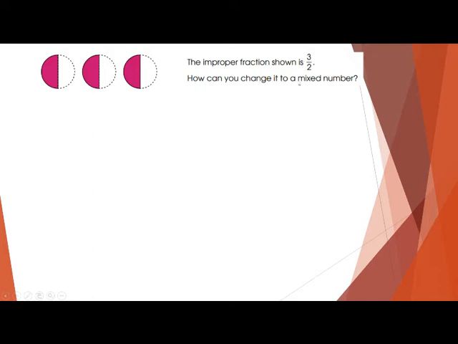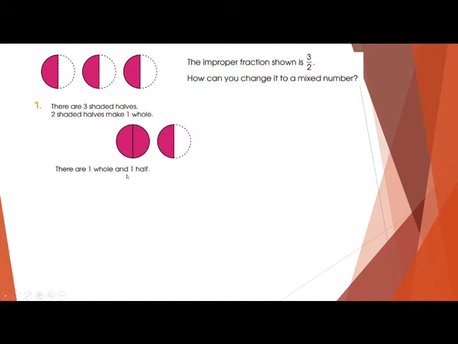How can you change it into a mixed number? First of all, you have to combine. There are 3 shaded halves, and 2 shaded halves make one whole. You already know how to make it. Okay, this is one whole and this is a half. So there are one whole and one half.